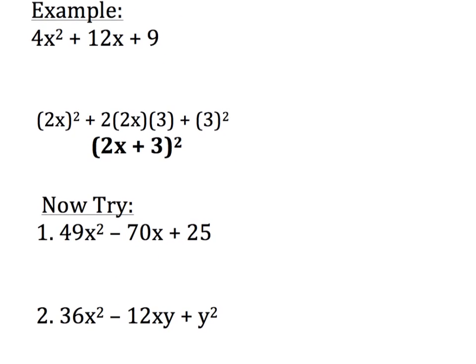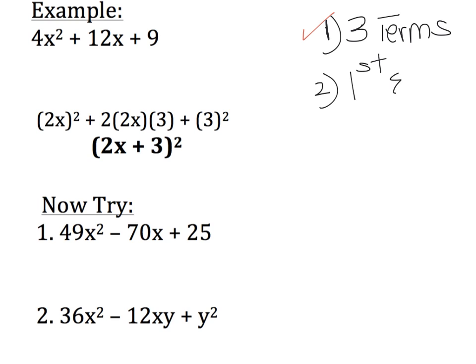So let's see how we can find this pattern. There are certain things you need to check before you can know if this is a special case. The first thing you need to ask yourself: do I have 3 terms? Is this a trinomial? So let's check. We have 1, 2, 3 terms, so yes, it is a trinomial. The second thing I need to check is the first and third term, and ask myself, are they perfect squares?